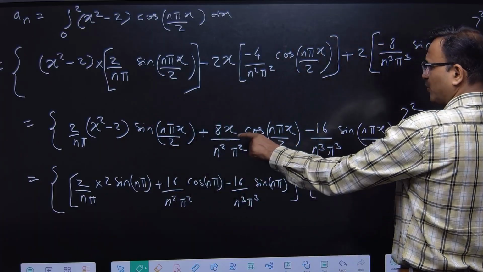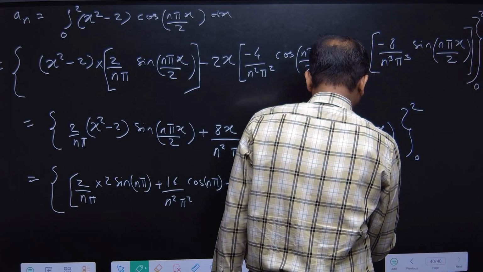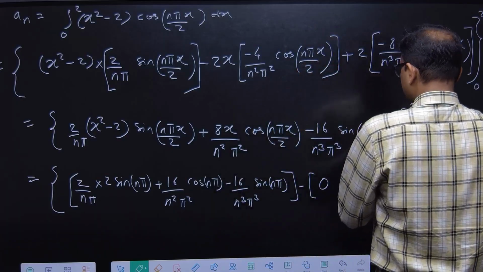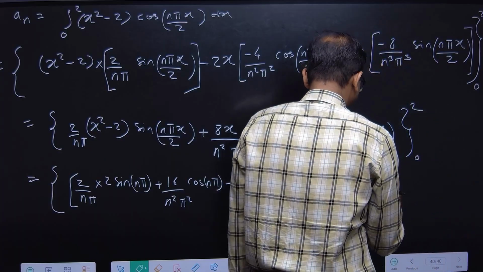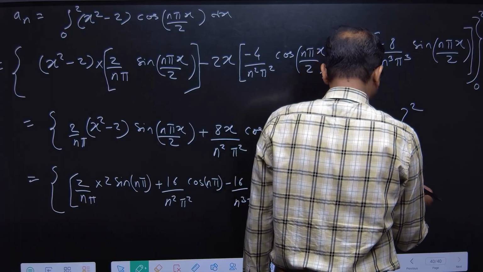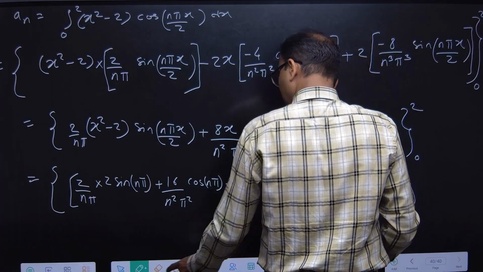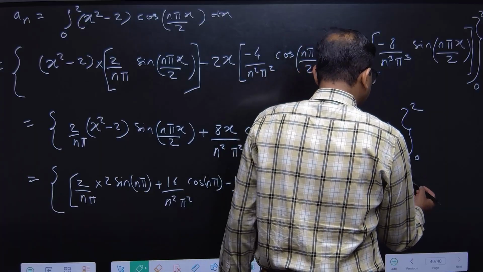Similarly, if you put x is 0 here, 8 into 0 is 0, 0 into cos 0 will be 0. Second term also will be 0, and this is sine of 0 term again, so again it is going to be 0. So remember, sine 0 is 0. So when you put the lower limit 0, all the three terms are becoming 0.